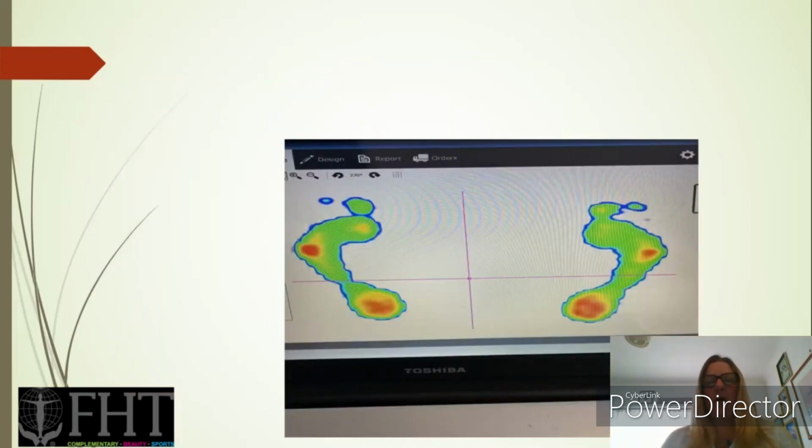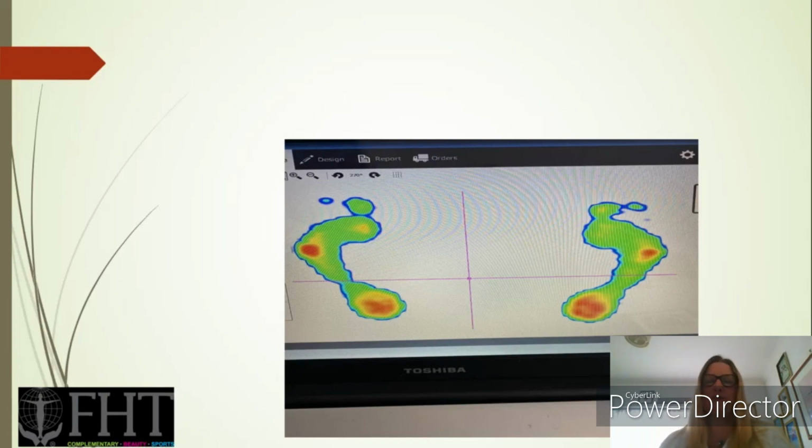This is just an example of a scan of someone statically. I'm going to explain this in a little bit more detail later on in the presentation, but this is the kind of data we get. Obviously, the full screen isn't on there. On the right-hand side, it will give you how much pressure is going through the foot. The redder the area, the more pressure there is.